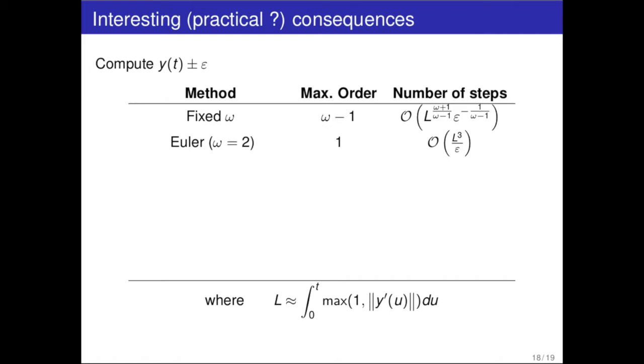So, for example, what does this bound mean? It means that if you take Euler's method, then Euler's method has complexity L cubed divided by epsilon, which explains why it's so horrible. Because if you take epsilon equals, I don't know, 10 to the minus 4, which is pretty typical, you want 4 digits, then this is like L cubed multiplied by 10 to the 4. So it's a pretty big number for L.